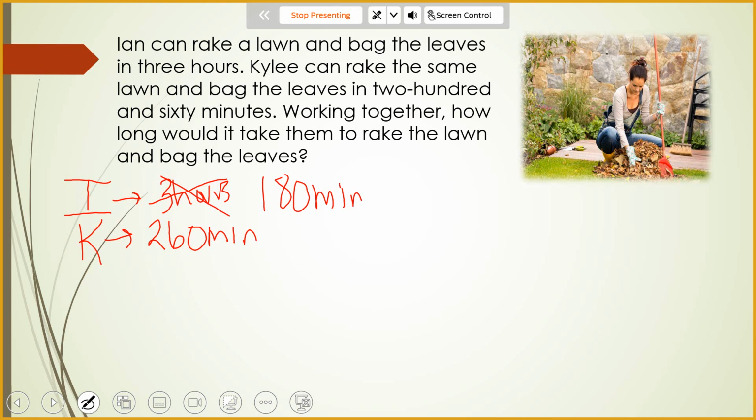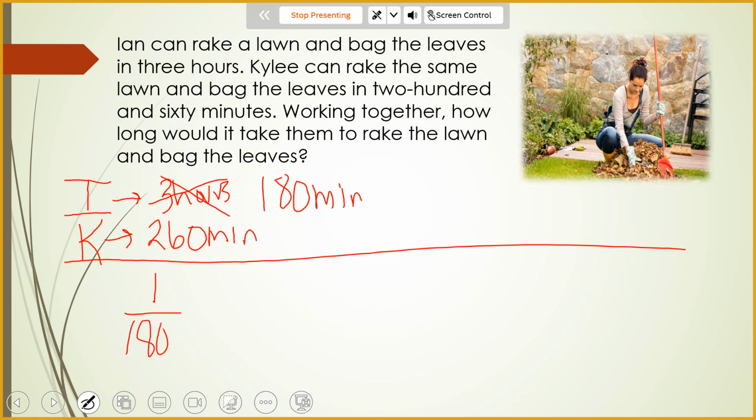Okay, so now it's time to actually come up with this equation. The first step you're going to do in doing these problems is read the problem, extrapolate the important information, and now we're going to write down an equation. So it's one task. We know that's raking leaves and bagging them up. I'm going to do Ian first. So 1 over 180 plus Kylie can do that same task in 260 minutes. And this problem says, how long will it take if they work together? That's as much math as you need to do.